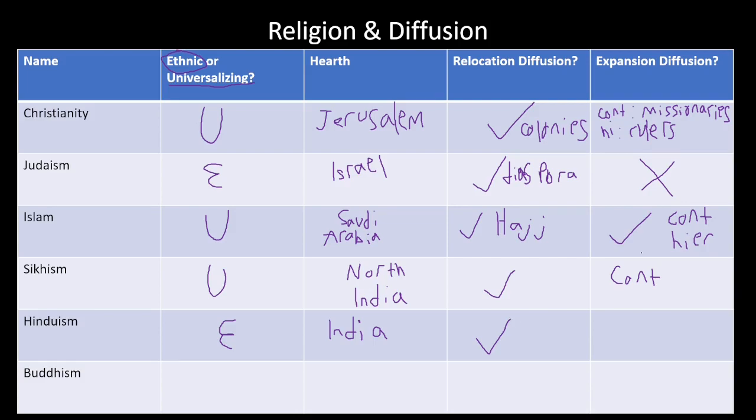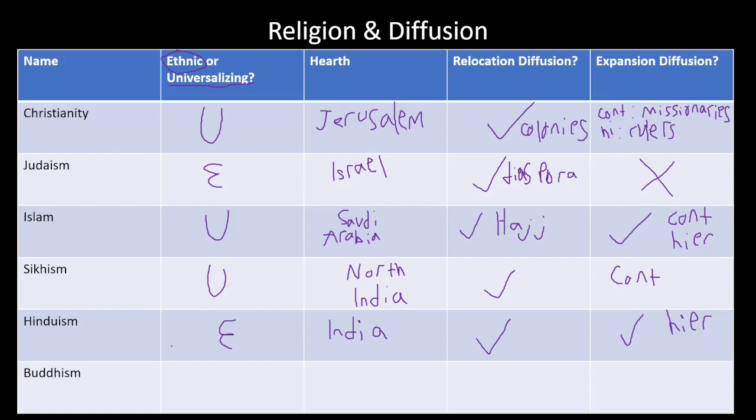And then, what about expansion diffusion? Even though it's an ethnic religion, yeah, hierarchical diffusion. The government in India really follows Hindu views. So if you're in India, there's a lot of things that you'll see there because of the government and the laws and the culture there.